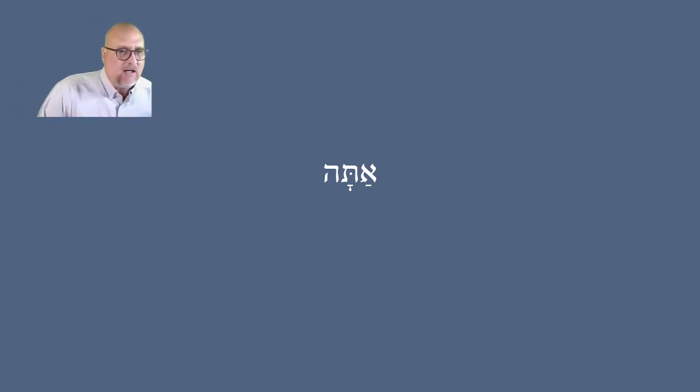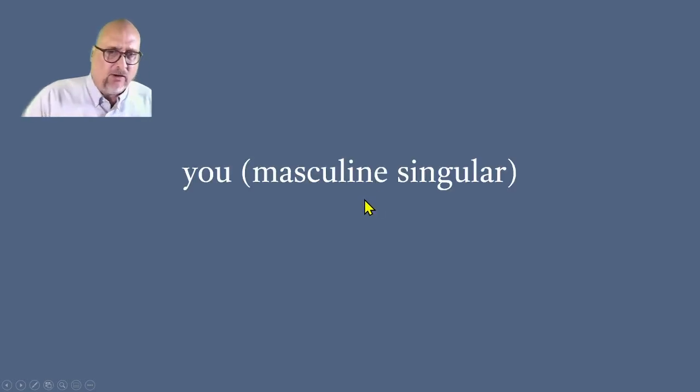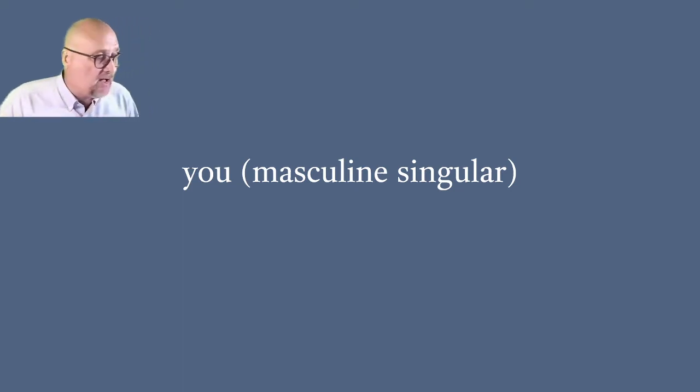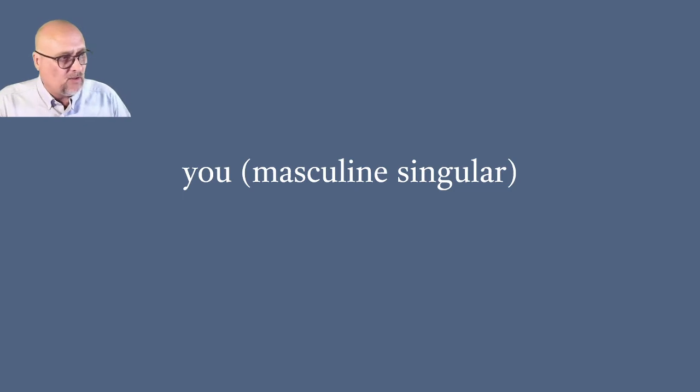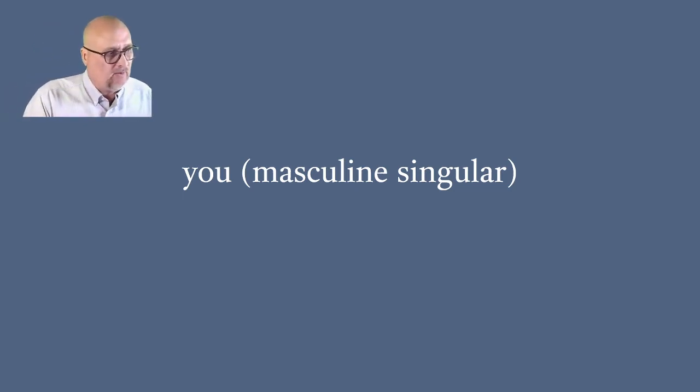All right, ata. Now this is a begadkafat, but this is a doubling dagesh here. So if you were transliterating this, this would be A-T-T-A-H, ata. And it's how you say you if you're talking to a man. Now in English, our word you doesn't differentiate between a man and a woman, but in Hebrew it does. There's a different word for you if you're talking to a woman versus a man. Ata is the man version for you, and it's you singular.